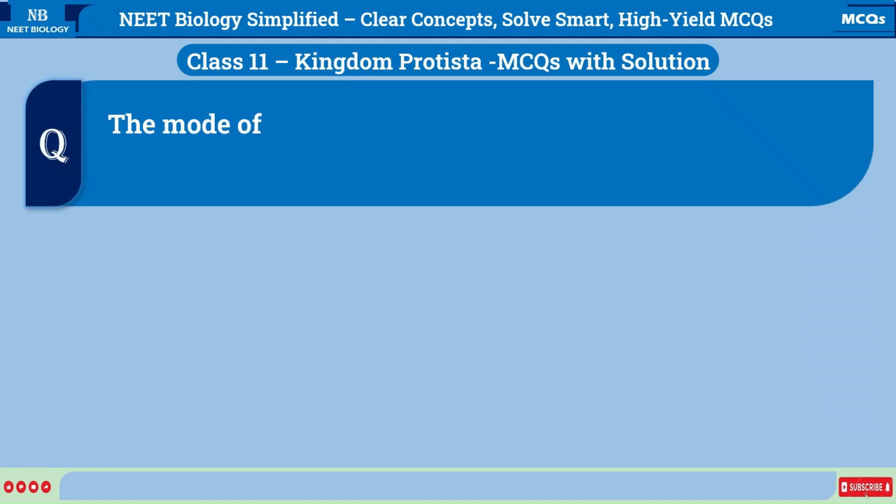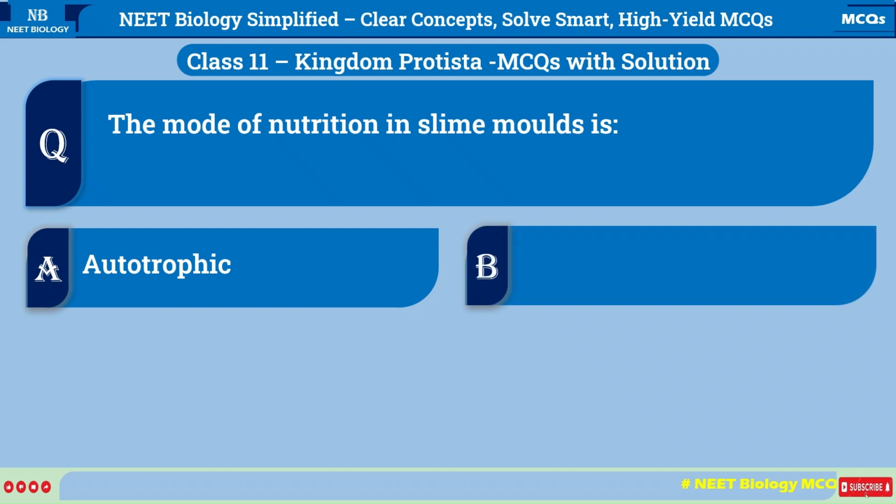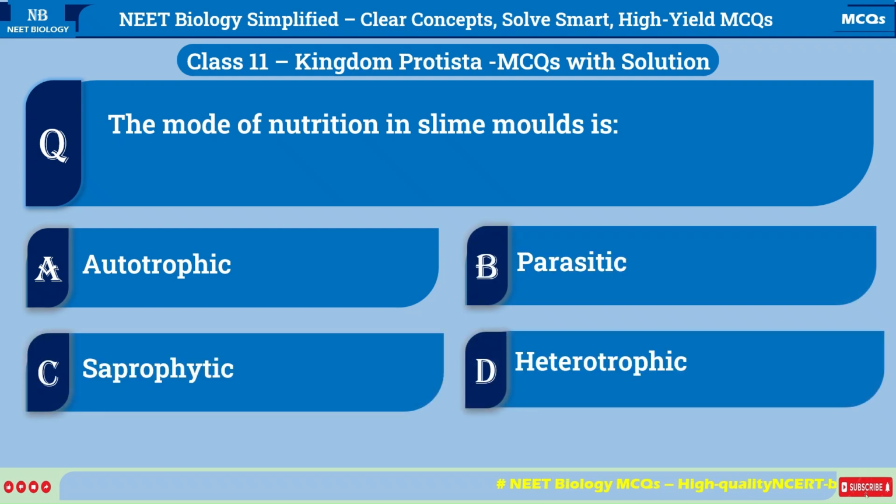The mode of nutrition in slime molds is A. Autotrophic. B. Parasitic. C. Saprophytic. D. Heterotrophic only.